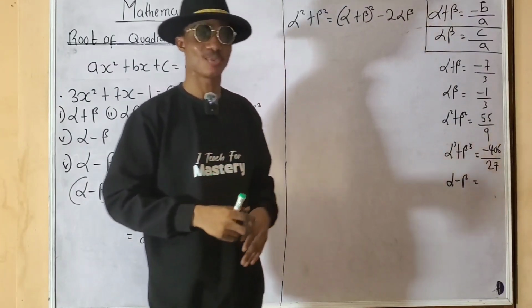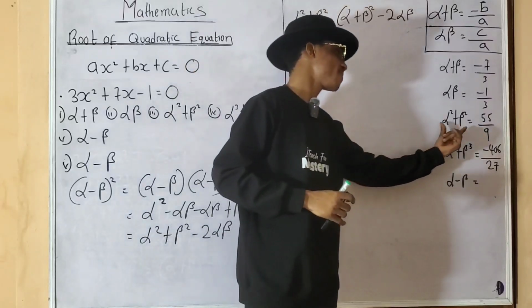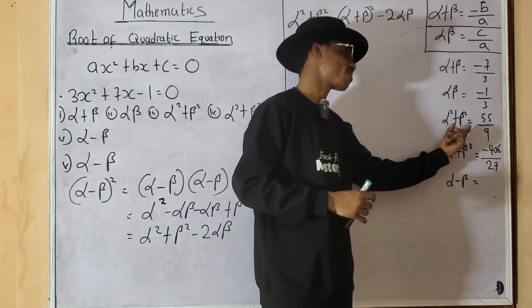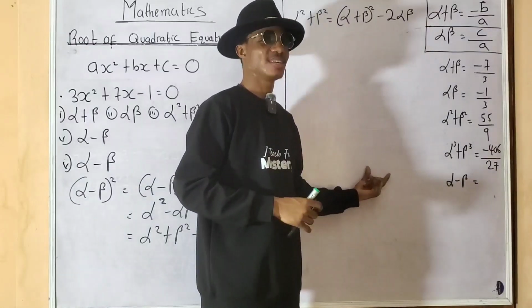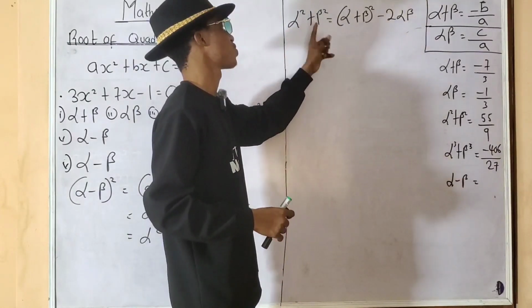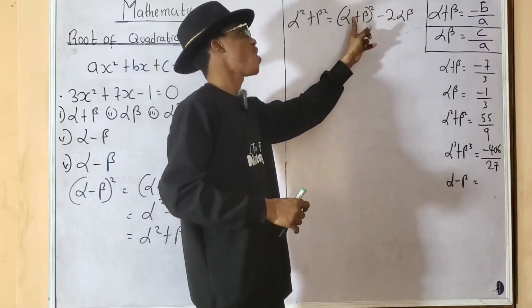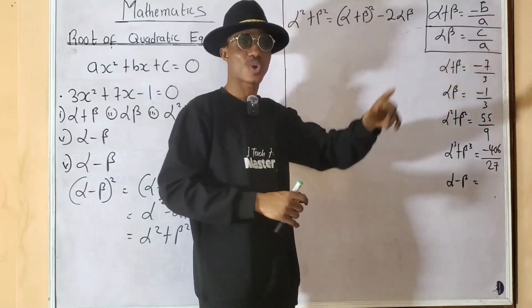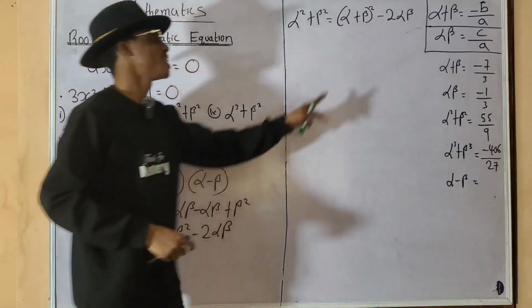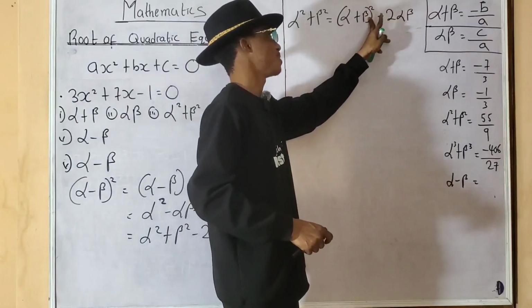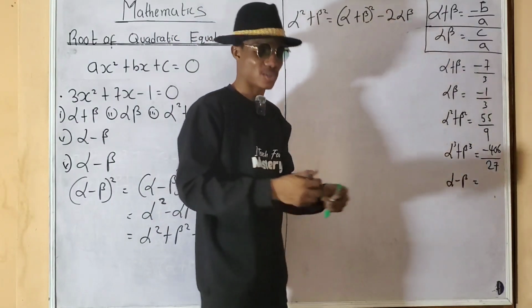You see, this thing is simple. If you notice, when I want to get the value of alpha squared plus beta squared, I solve some question here. I obtain the value of alpha squared plus beta squared as alpha plus beta squared minus 2 alpha beta. So I'm going to replace alpha squared plus beta squared as alpha plus beta squared minus 2 alpha beta.